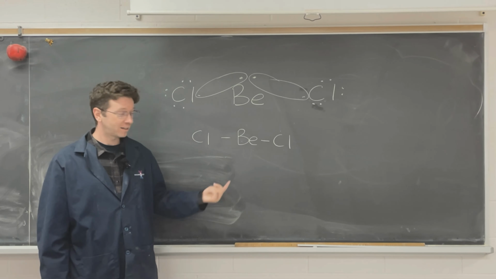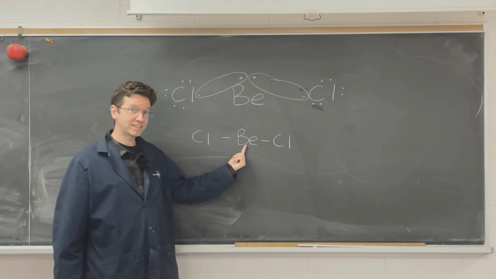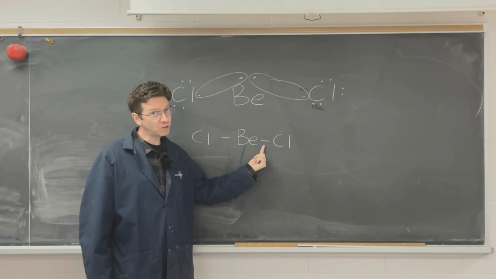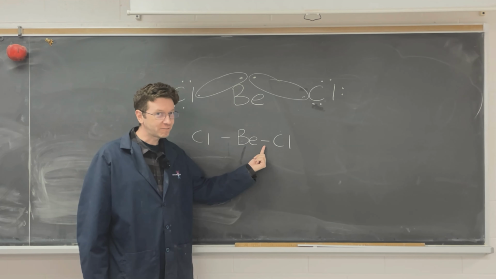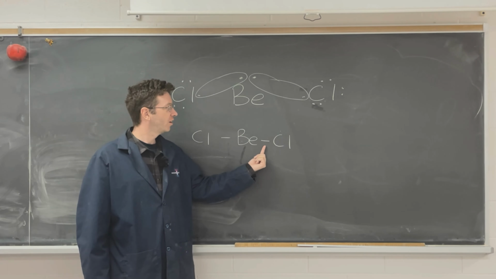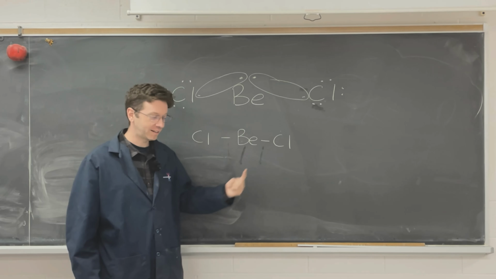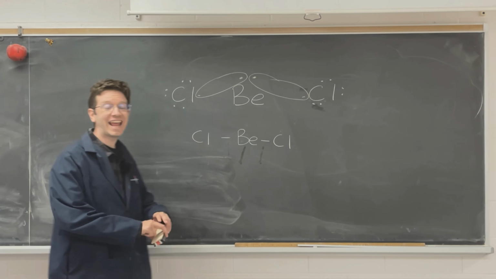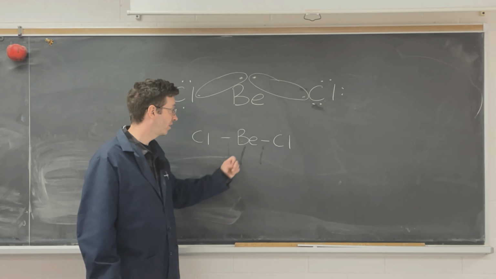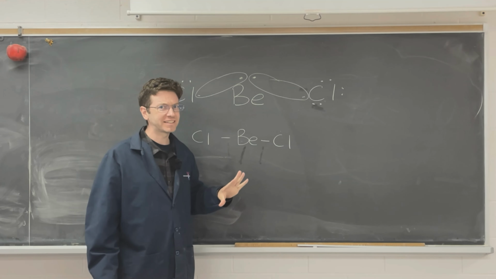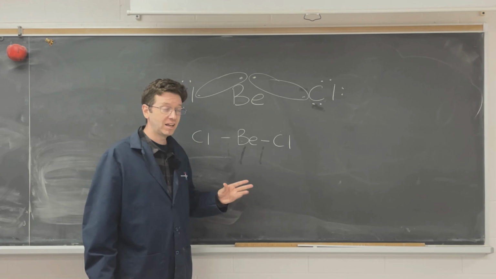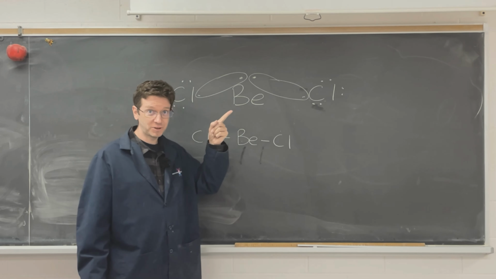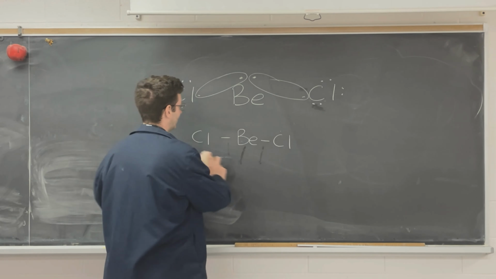But notice that this breaks the octet rule because beryllium looks stable with only 2 pairs of electrons, not 4 pairs of electrons. So what exactly is happening here? To figure that out, we are going to look at the energy level diagram for beryllium, which involves its electron configuration. If you're not sure what energy level diagrams are, you can check out previous videos that I've made here.